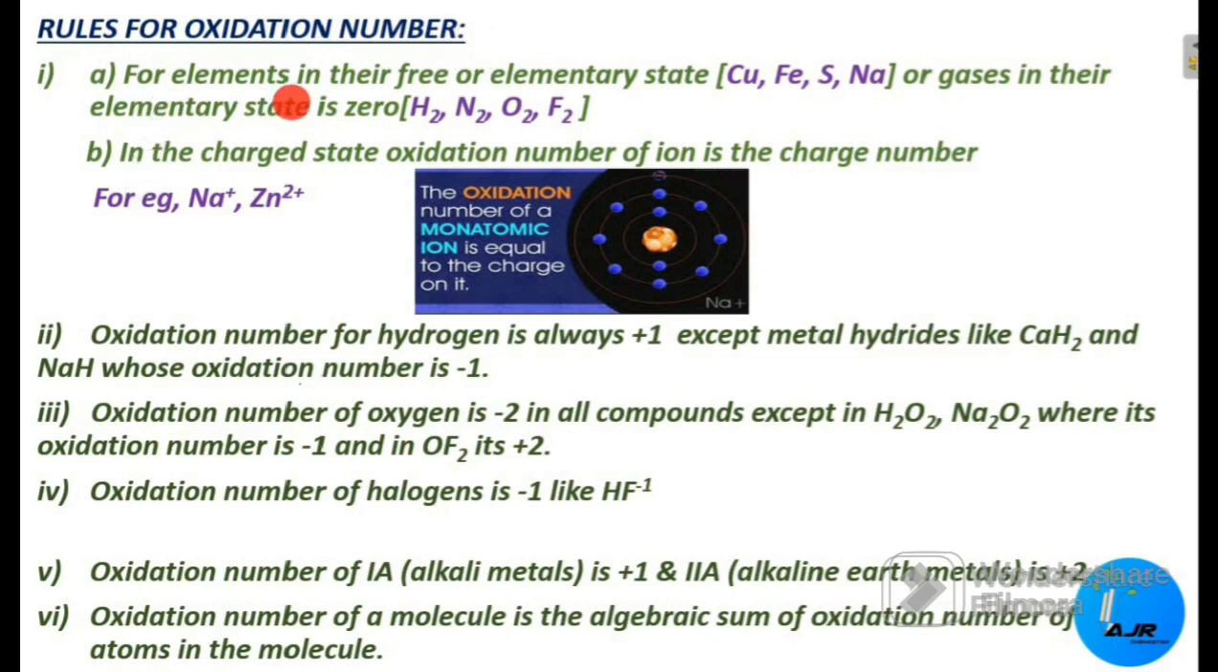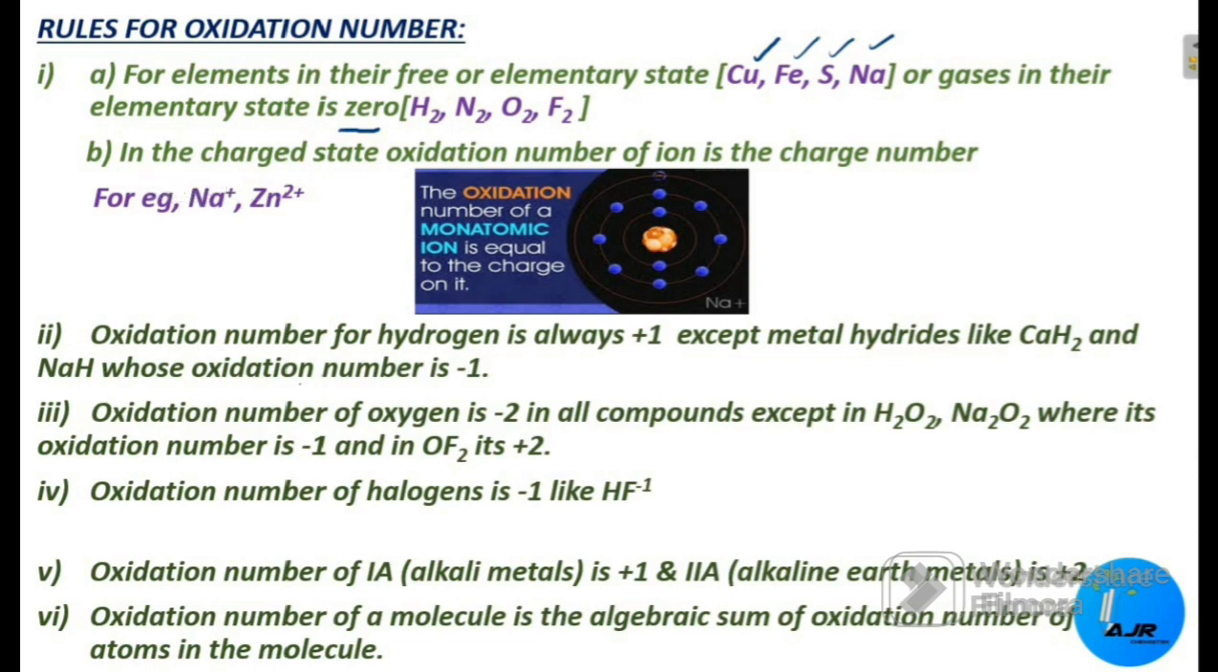The first rule is that the oxidation number of elements in their free state or elementary state, that is copper, iron, sulfur, sodium, or gases in their elementary state, is 0. See, these elements, copper, iron, sulfur, sodium, are found in their free or elementary state, so their oxidation number is found to be 0. Likewise, for those gases which are in their elementary state, their oxidation number will be 0. So this is the first rule which you should be thorough with, right?